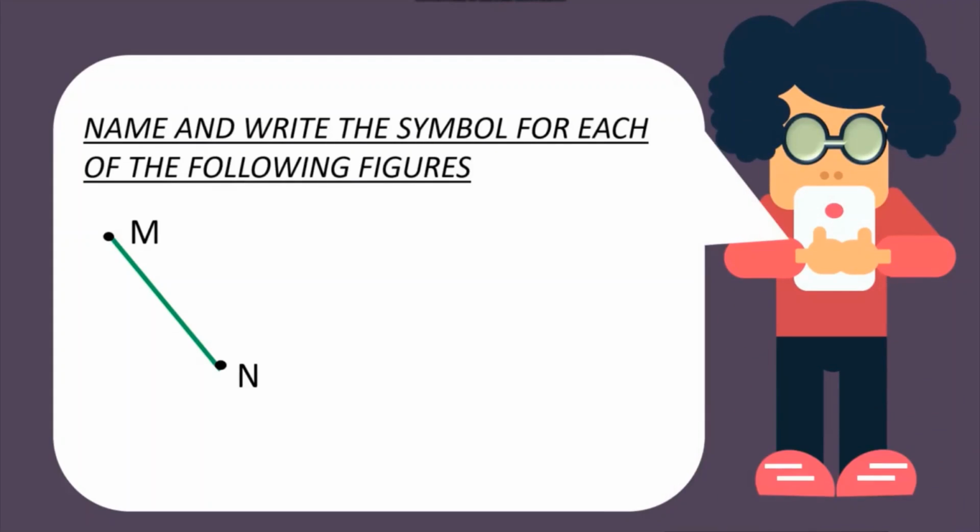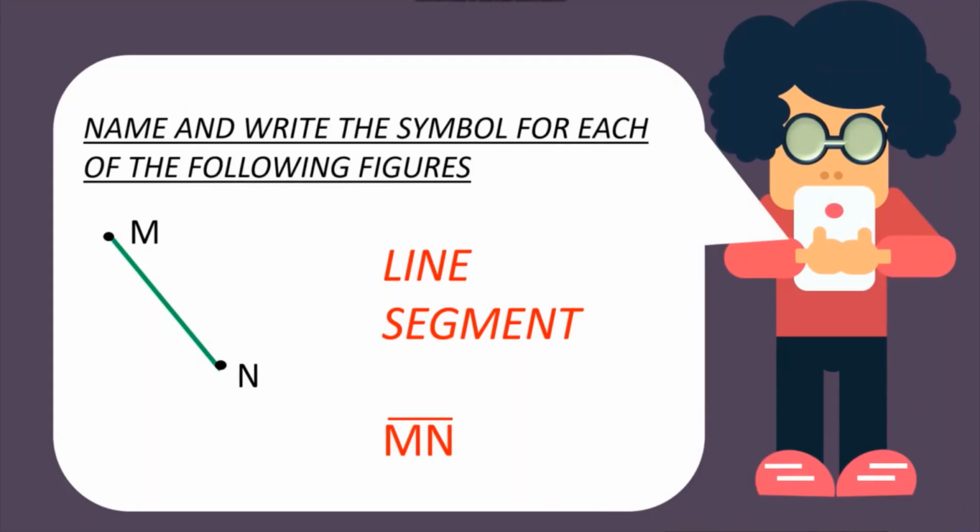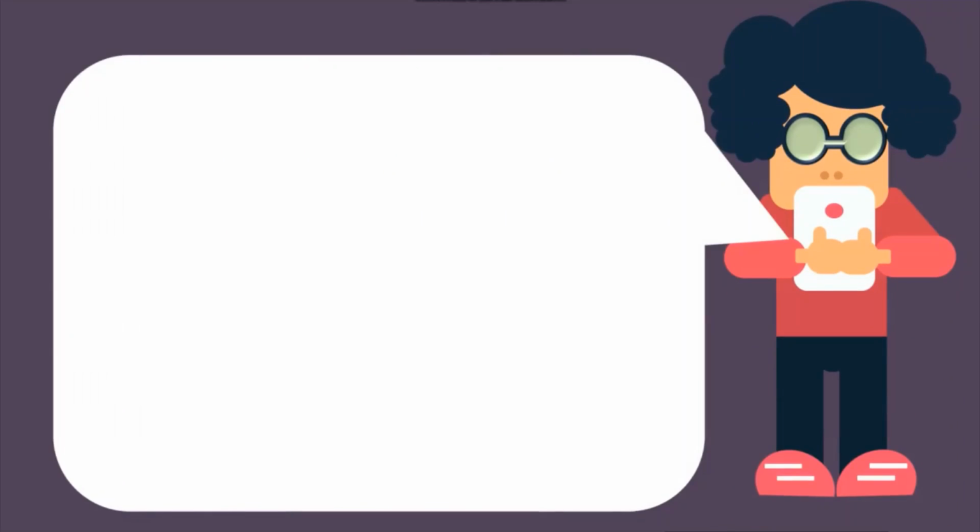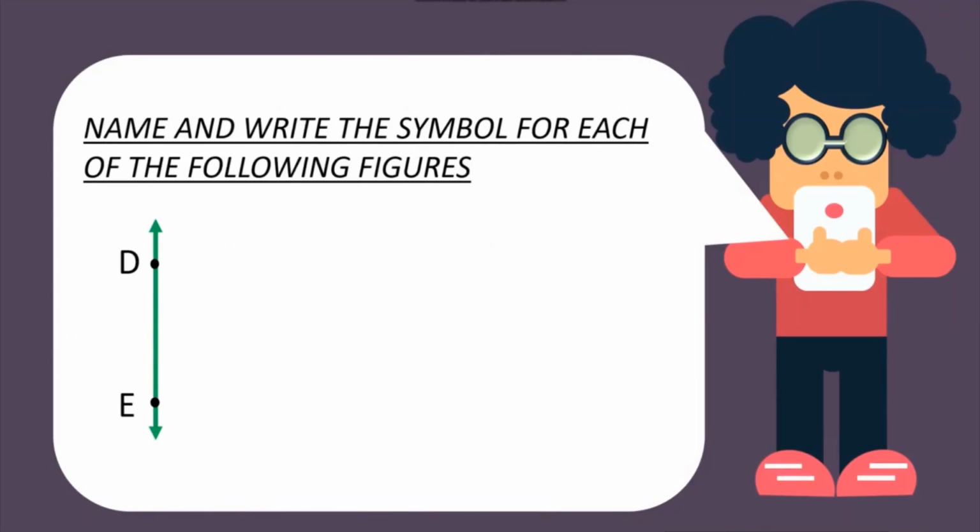This is a line segment. And the line segment can be named as MN. You know how it has to be denoted. This one is a line because you can see arrows towards both the directions. So it can be extended to both the directions.